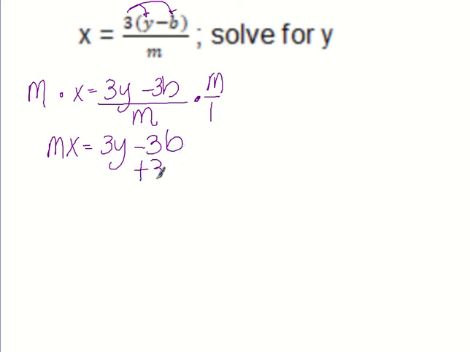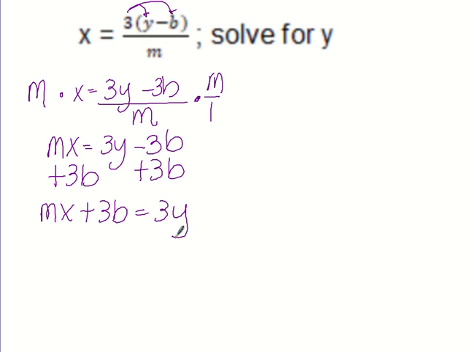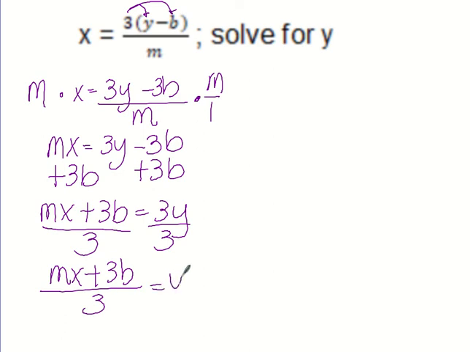I'm going to add 3b to both sides. Just like that second problem we did, where we added that x, same thing. So I'm going to get mx plus 3b equals 3y. And then we divide by 3. And we're going to get mx plus 3b over 3 equals y. Notice I kept the y always on the same side. We're not trying to flip this.